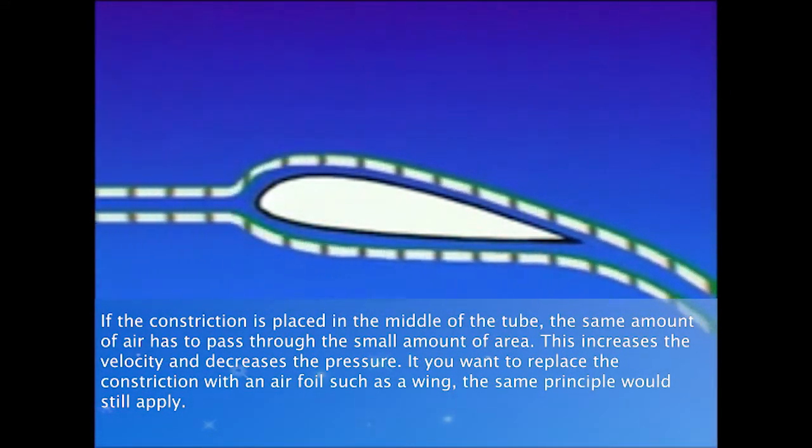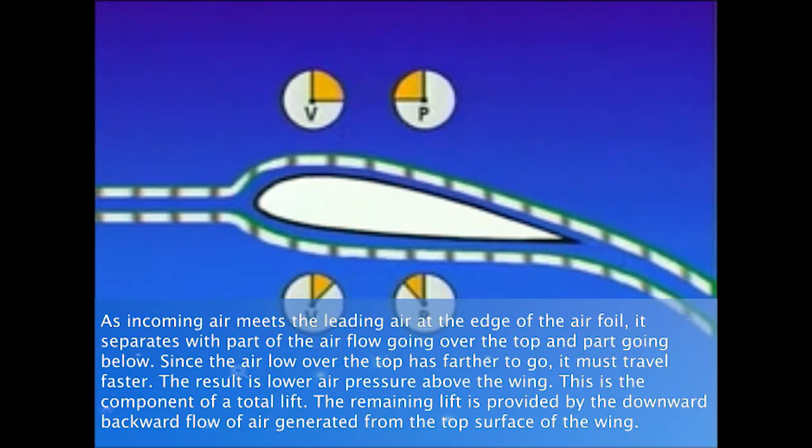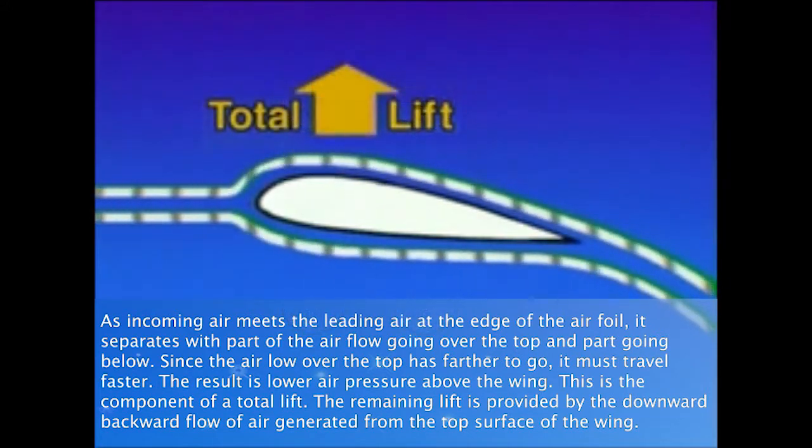As oncoming air meets the leading edge of the airfoil, it separates with part of the airflow going over the top and part going below. Since the air flowing over the top has farther to go, it must travel faster. The result is lower air pressure above the wing. This is a component of total lift.